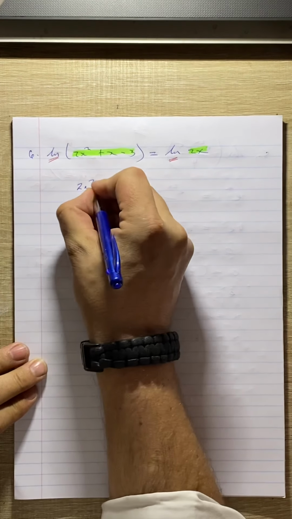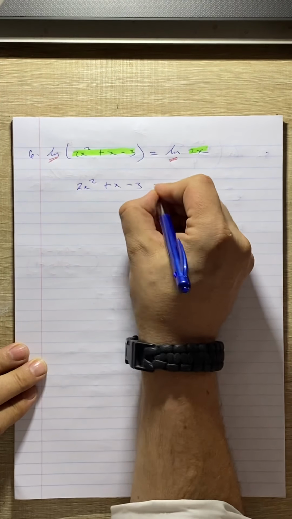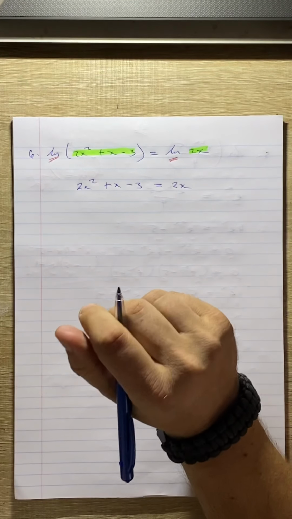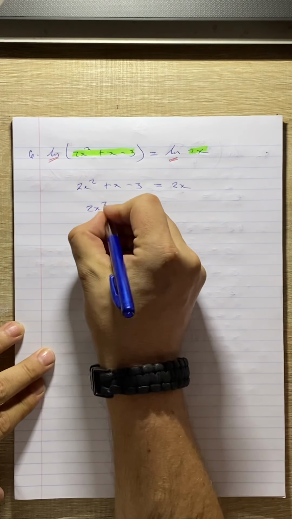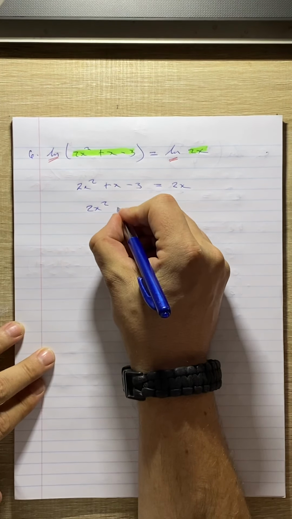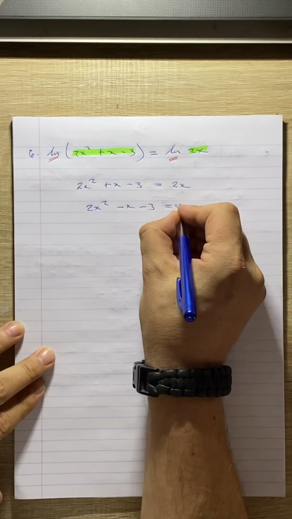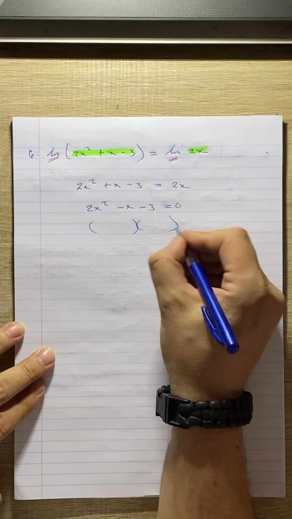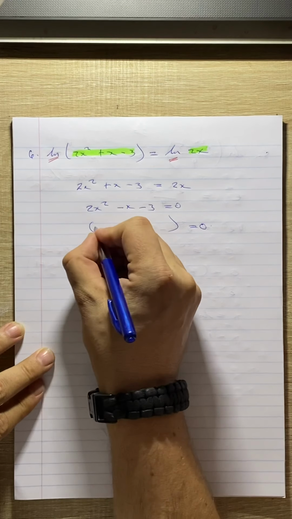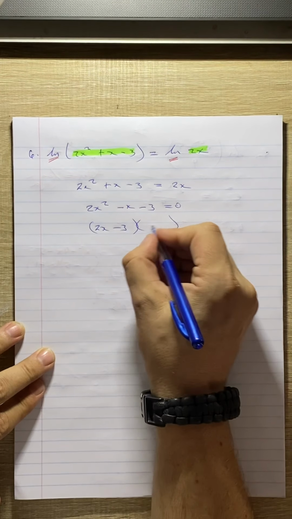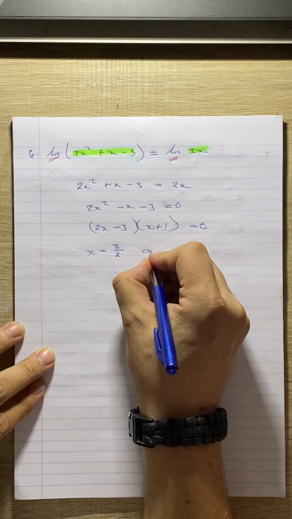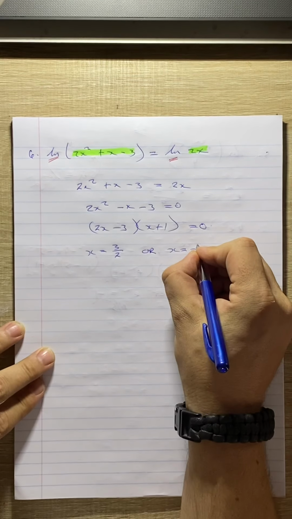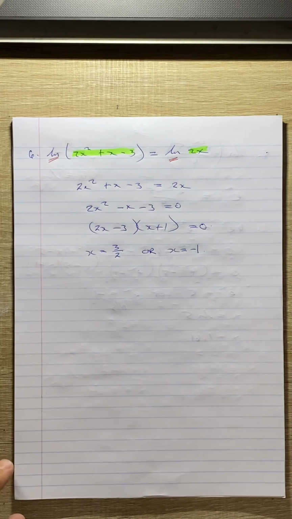So we get 2x² + x − 3 must be equal to 2x. Now I can take the 2x to the other side, it becomes a minus, so we get 2x² − x − 3 = 0. Trinomial to factorize, and we get (2x − 3)(x + 1). Can solve for x, so x is equal to 3/2, or x is equal to −1. All right, and there's your solutions.